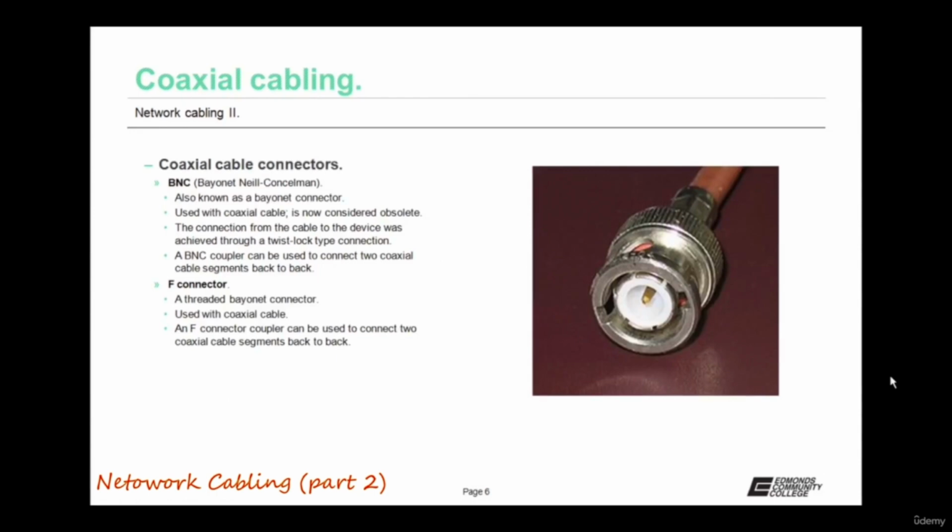There are two basic types of coax cable connectors. There is the BNC, also known as the bayonet Neill-Concelman connector. You can also call it a bayonet connector. It is used with coax cabling, but is now considered obsolete. The connection from the cable to the device was achieved through a spring-loaded twist lock type of connector. A BNC coupler can also be used to connect two coax cable segments back to back.